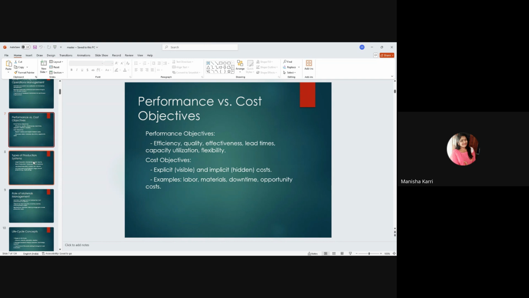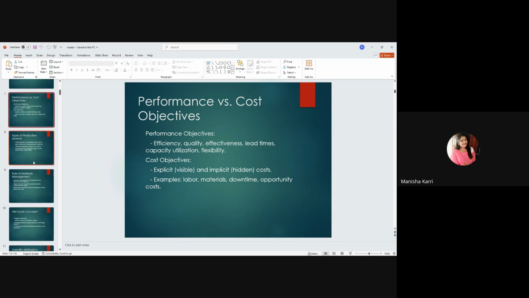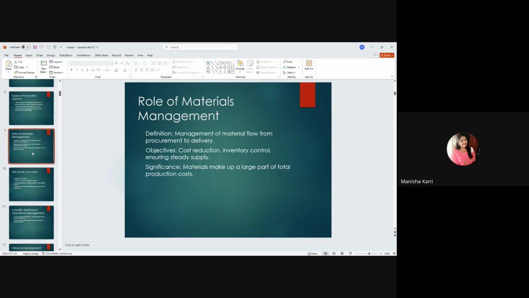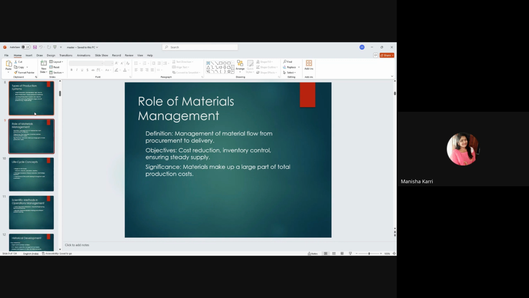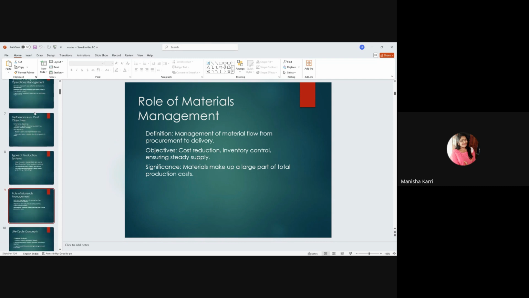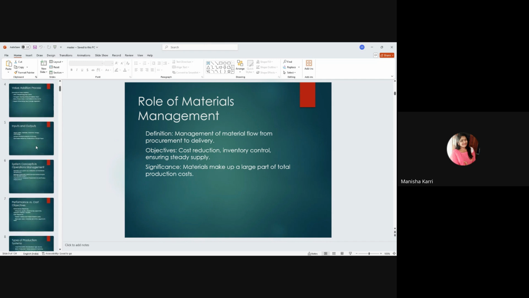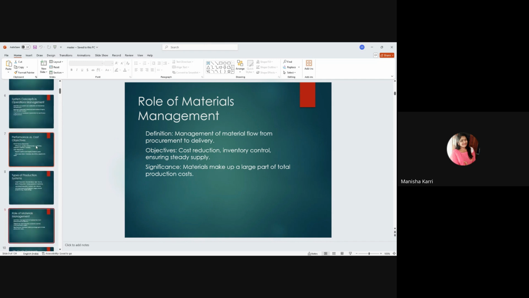So, balancing these performance objectives and cost objectives will ensure that the company can run efficiently. And also it will keep customers more satisfied and maintain healthy profit margins. Hope you are clear with this. Performance versus cost objectives. Okay.